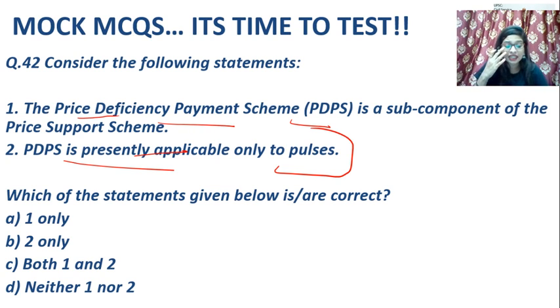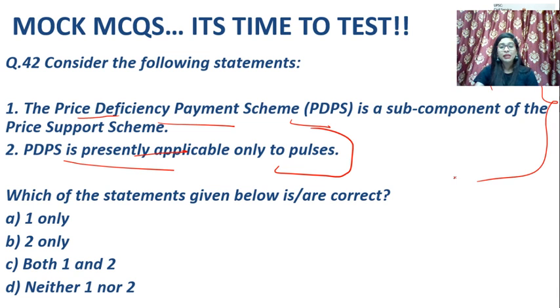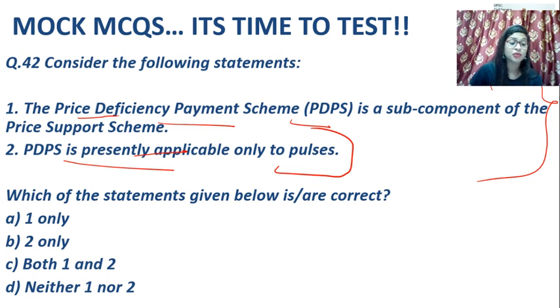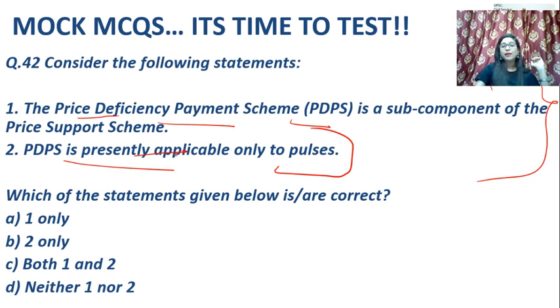So quickly give me the right answers, guys. Which of the above statements are right? Option A tells only 1, B tells only 2 is right, C tells both 1 and 2, and D tells neither 1 nor 2. So already I've told you what is the PDPS before. So yes, guys, those who have attended my class are supposed to give me right answers. Yes, here comes Shashidhar. Yes, Shashidhar, you are saying option number D. Neither 1 nor 2 is correct. Think and say, is your PDPS applicable only to pulses currently?